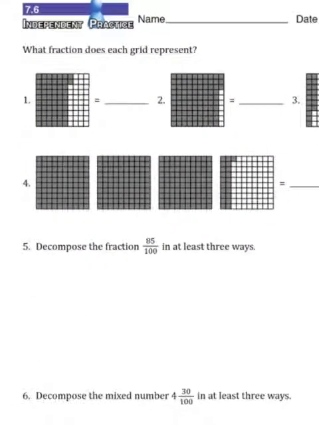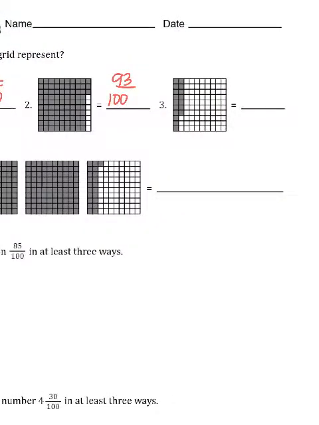Number 1, we have 1, 2, 3, 4, 5, 6 whole columns of 10 plus 2, which would be 62 hundredths. All right, number 2. We have 1, 2, 3, 4, 5, 6, 7, 8, 9 columns plus 3, so 93 hundredths. Number 3, we have only one column plus 7, so 17 hundredths.